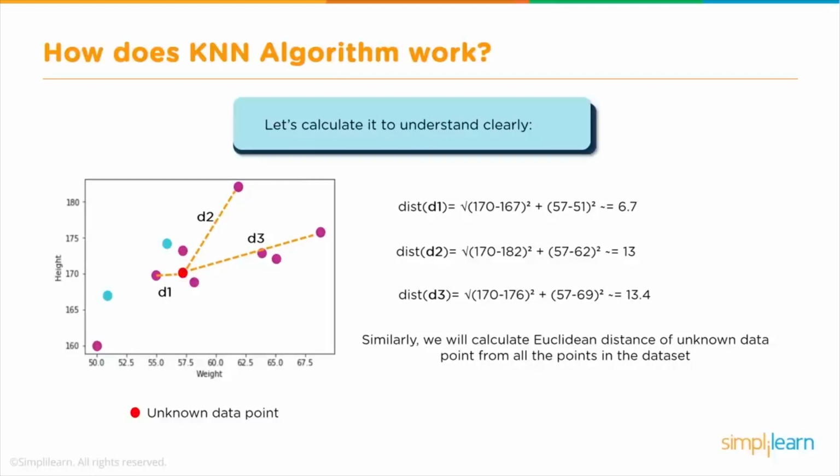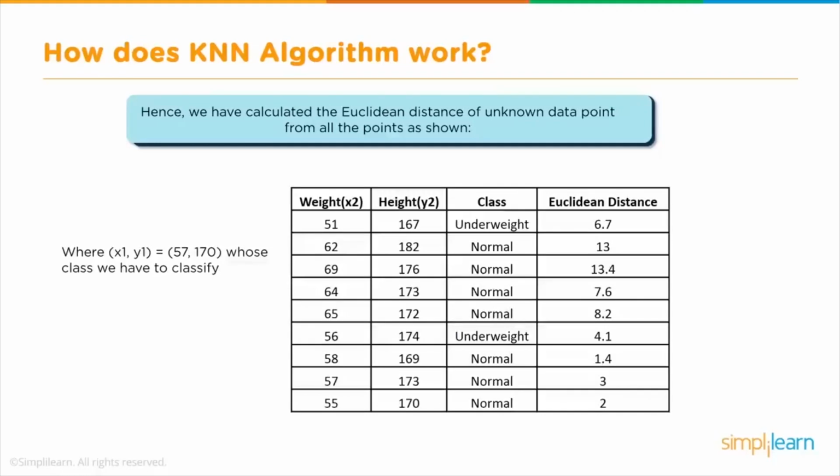And because we're dealing with a small amount of data, that's not that hard to do, and it's actually pretty quick for a computer. And it's not really complicated math, so you can just see how close the data is based on the Euclidean distance. Hence, we have calculated the Euclidean distance of the unknown data point from all the points as shown, where x1 and y1 equal 57 and 170, whose class we have to classify.